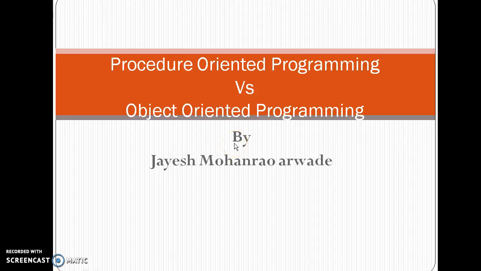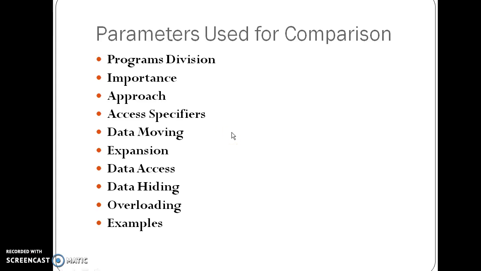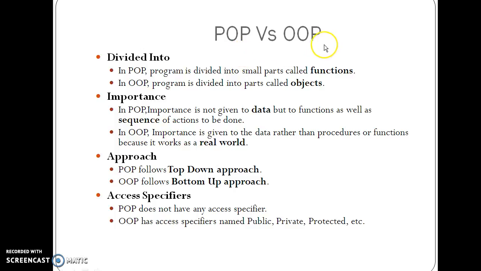Today we'll see what is the difference between procedure oriented programming and object oriented programming. For this comparison, I'm using some parameters, which are listed as: program division, importance, approach, access specifiers, data moving, expansion, data access, data hiding, overloading, and we'll see some different examples also. Depending on these parameters, we'll compare procedure oriented programming and object oriented programming.